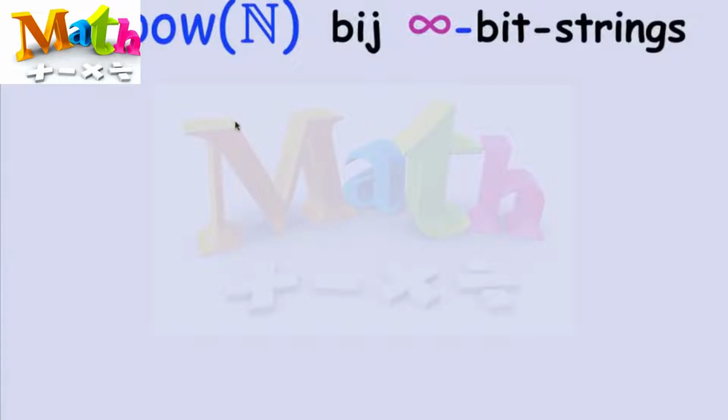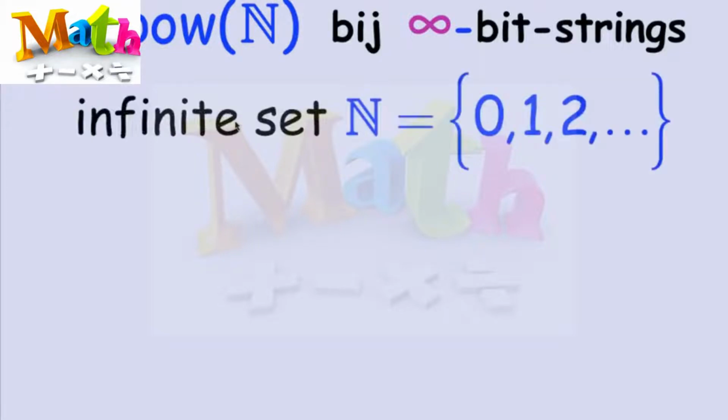Let's look at an example of where a bijection comes up. The power set of N, if N is the non-negative integers, is all the subsets of non-negative integers. And let me just remark that there's an obvious bijection between the subsets of integers and the infinite bit strings, the infinite strings of zeros and ones.